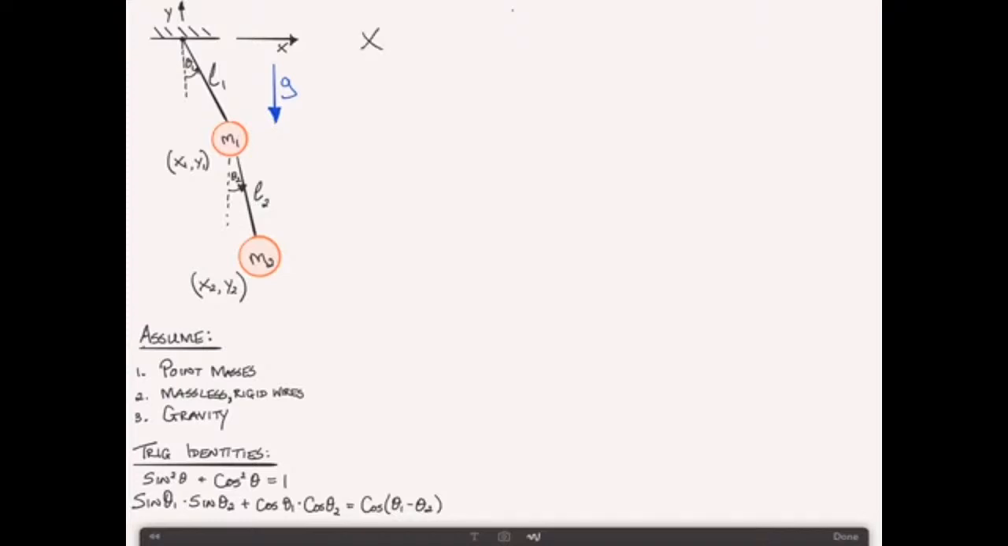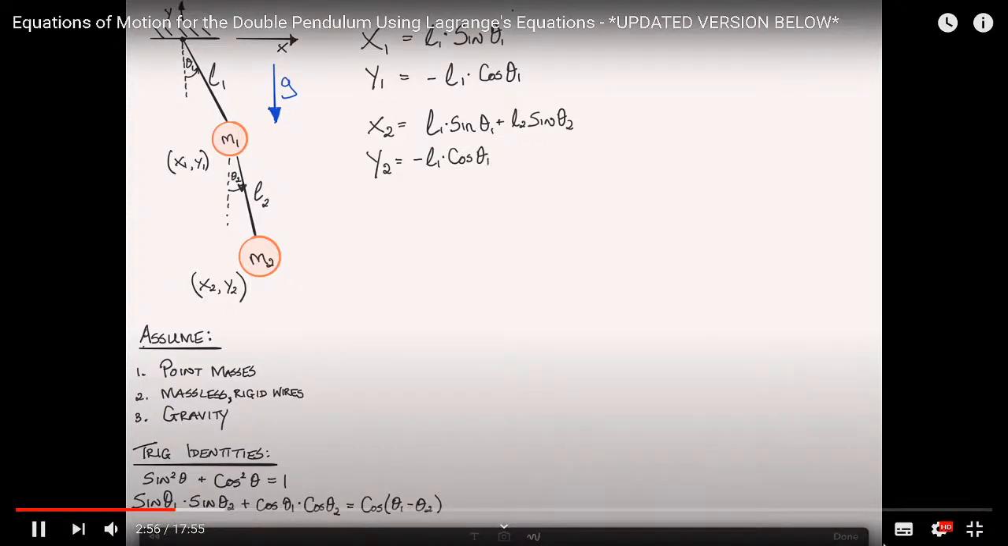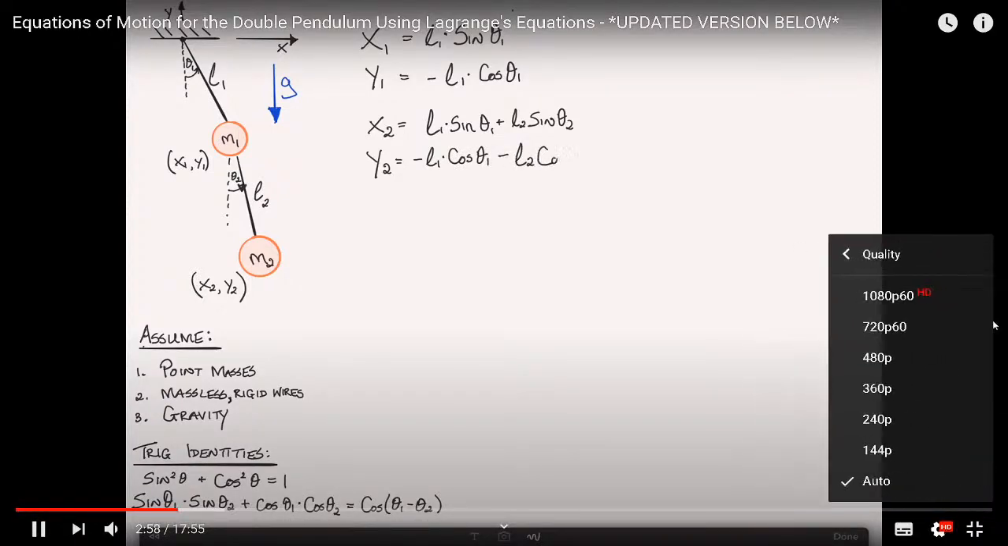So first of all, x1 is equal to L1 times sine of theta 1. And similarly, y1 would be negative, because it's downwards, negative L1 cosine of theta 1. x2 is again L1 sine of theta 1 plus L2 sine of theta 2. And similarly, y2 is equal to minus L1 cosine of theta 1 minus L2 cosine of theta 2.